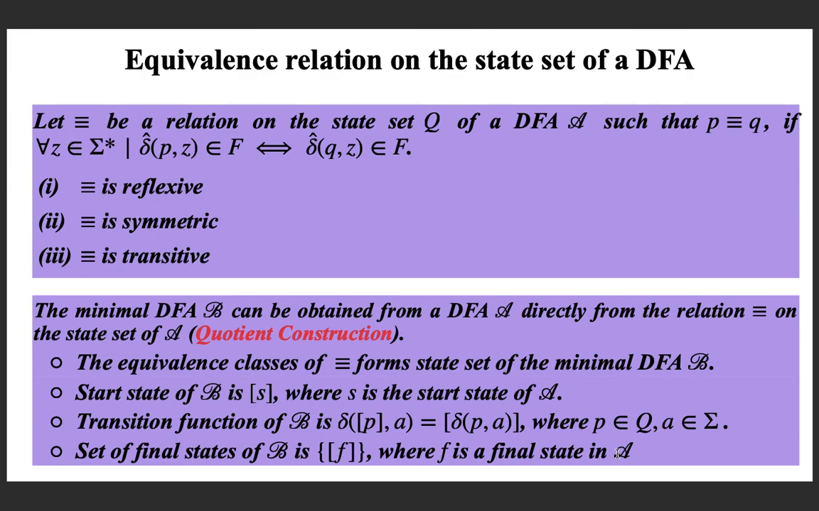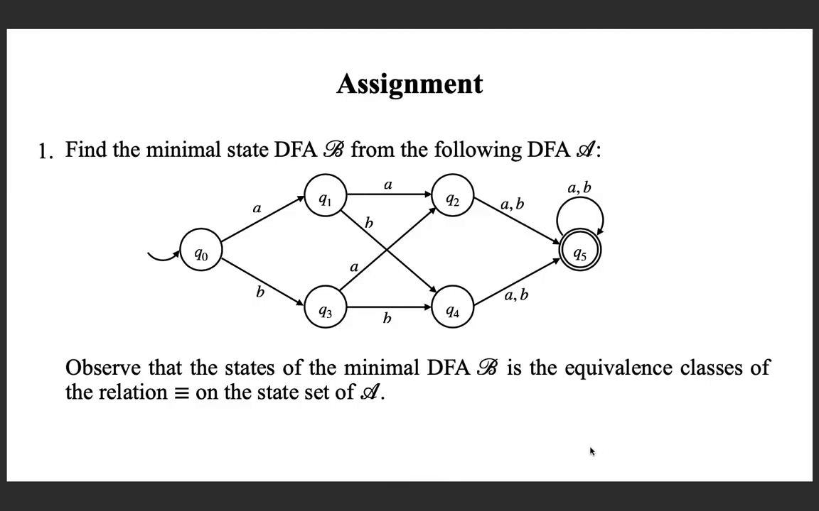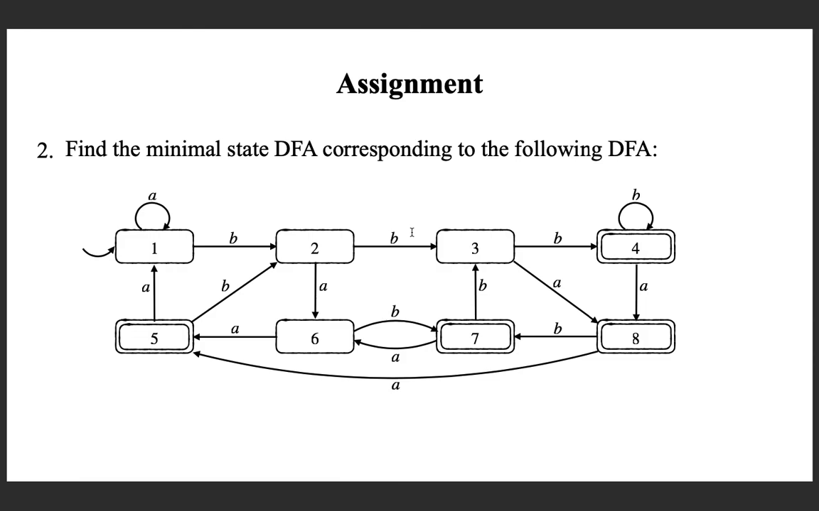And with this, let me move on to the last part where I am giving you an assignment. The first one, apply the state minimization algorithm on this DFA, obtain the resulting DFA, and observe that the states of the resulting DFA are the equivalence classes of this state set. And one more, apply the state minimization algorithm for this automaton. This is what we obtained by NFA to DFA conversion, that was discussed in the last but one class.